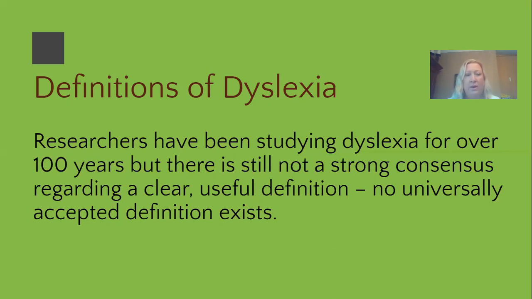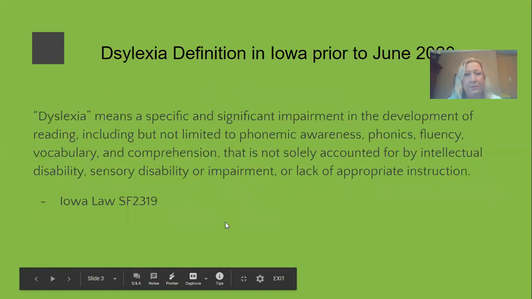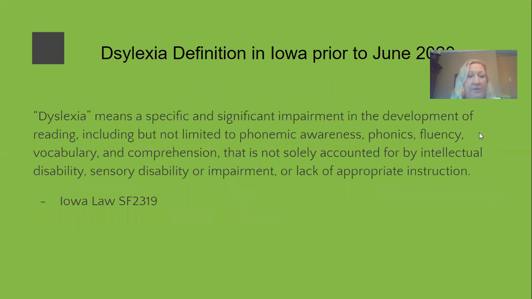But what we do know is that while there's no universally accepted definition across organizations and researchers, there are commonalities across the definitions, and there are probably some really important things that need to be included in a definition of dyslexia. So Iowa has changed its definition of dyslexia very recently. A law was passed just a few weeks ago in June of 2020 that changed to a new definition of dyslexia. This slide shows the previous definition of dyslexia.